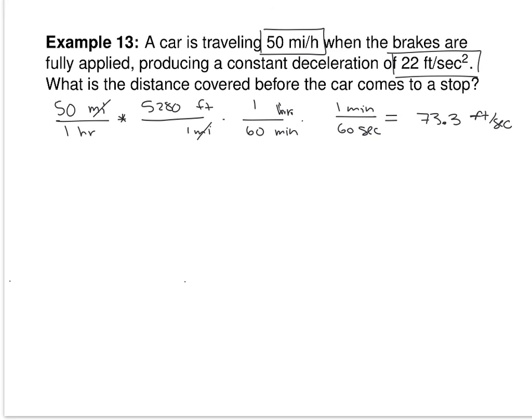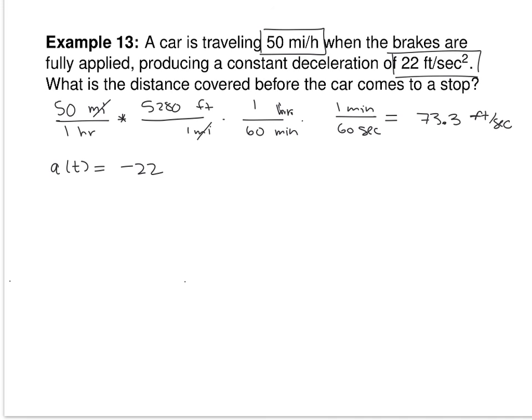I mean, it's going to be ugly both ways. You're either changing your feet per second squared into miles per hour, or you're changing your miles per hour into feet per second. I think it's easier to change the one that's not a squared unit. Okay, so now you know that A of t is minus 22. Tell me if you agree with that.